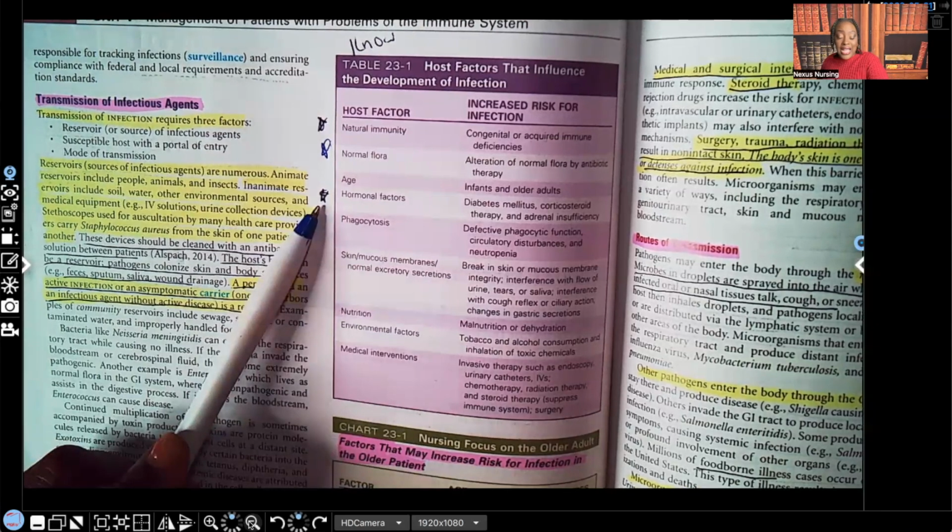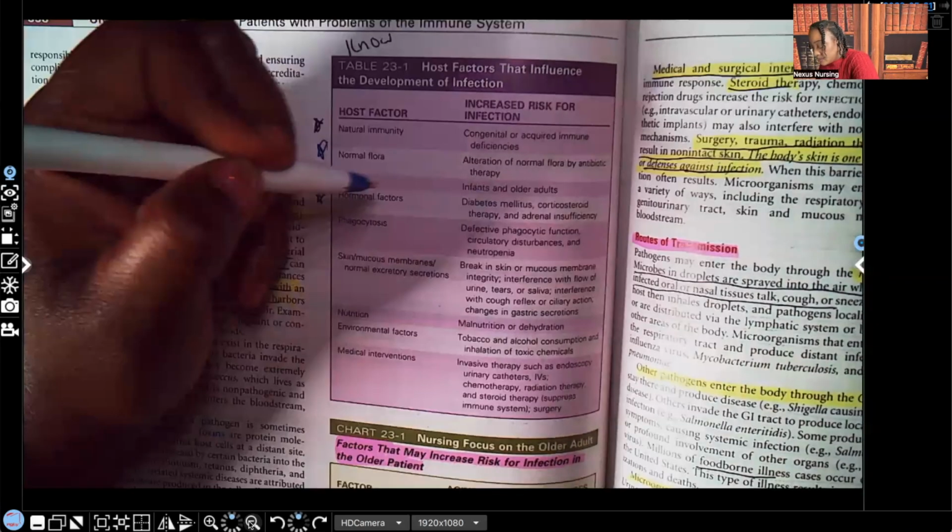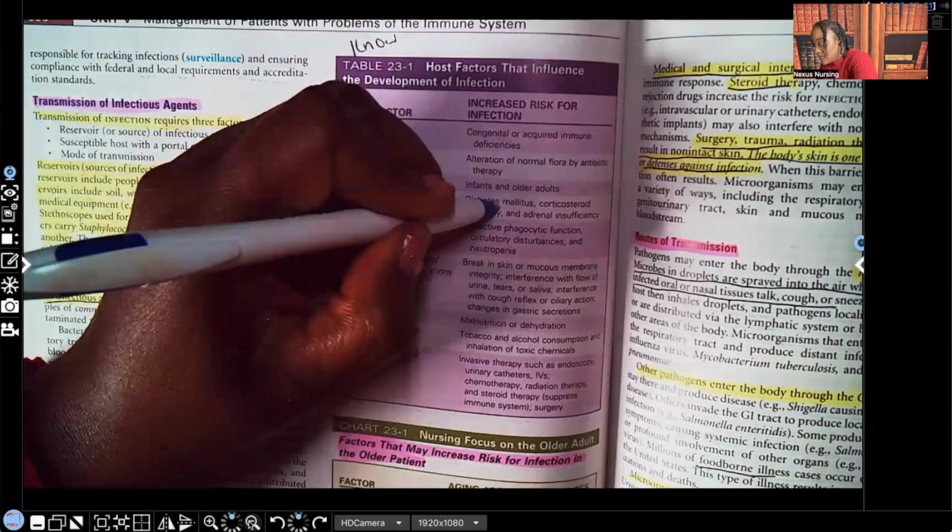Hormonal factors, diabetes. Let me put 2 stars next to this. Diabetes.